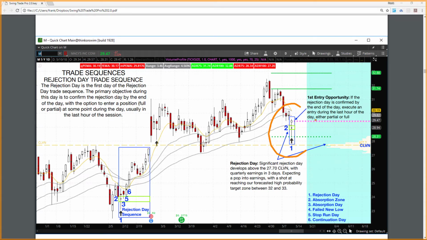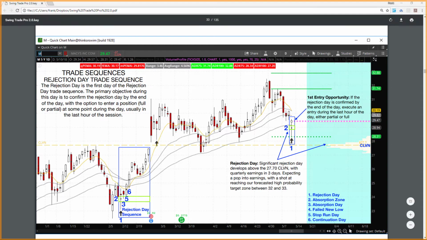This is another one that's developing here. And again, the idea here is to confirm that you have a rejection by the end of the day and look to enter something, either full position or partial position at the end of the first day, or look to enter that position the next session if price opens above the rejection day midpoint.